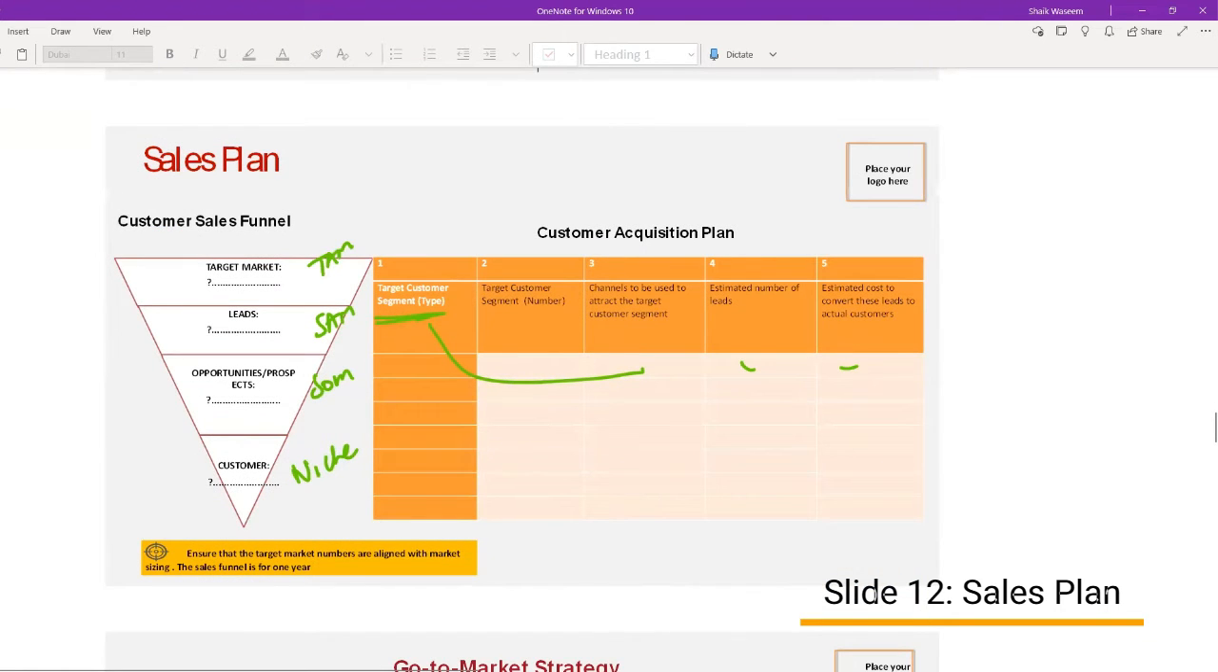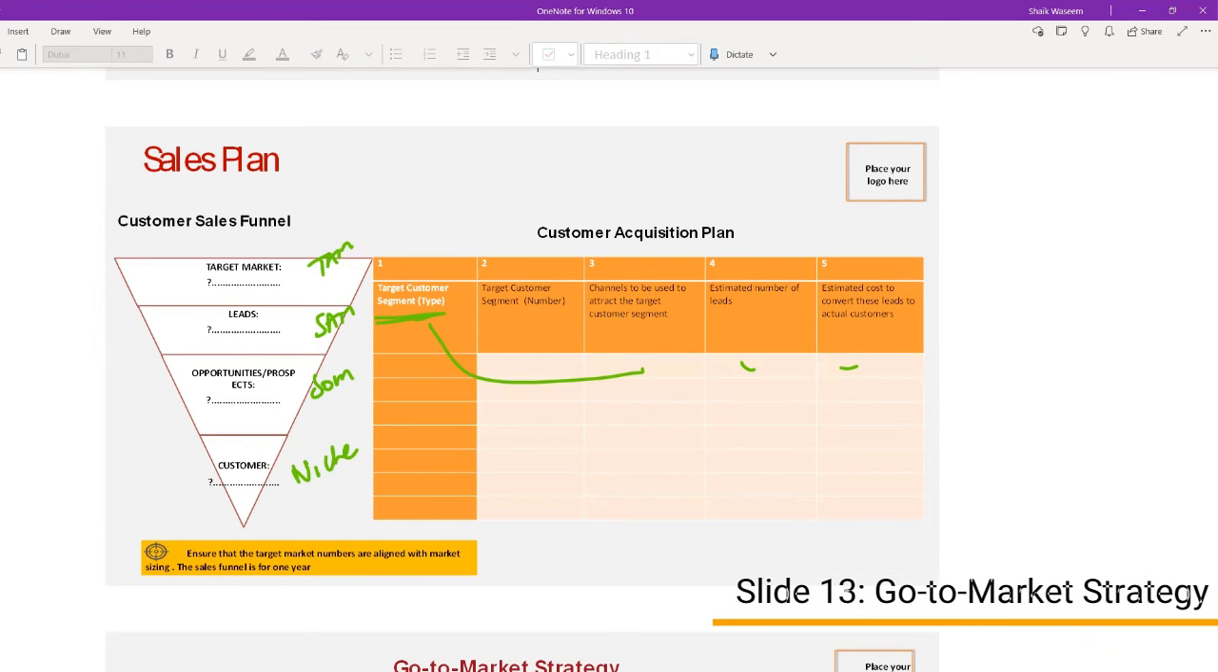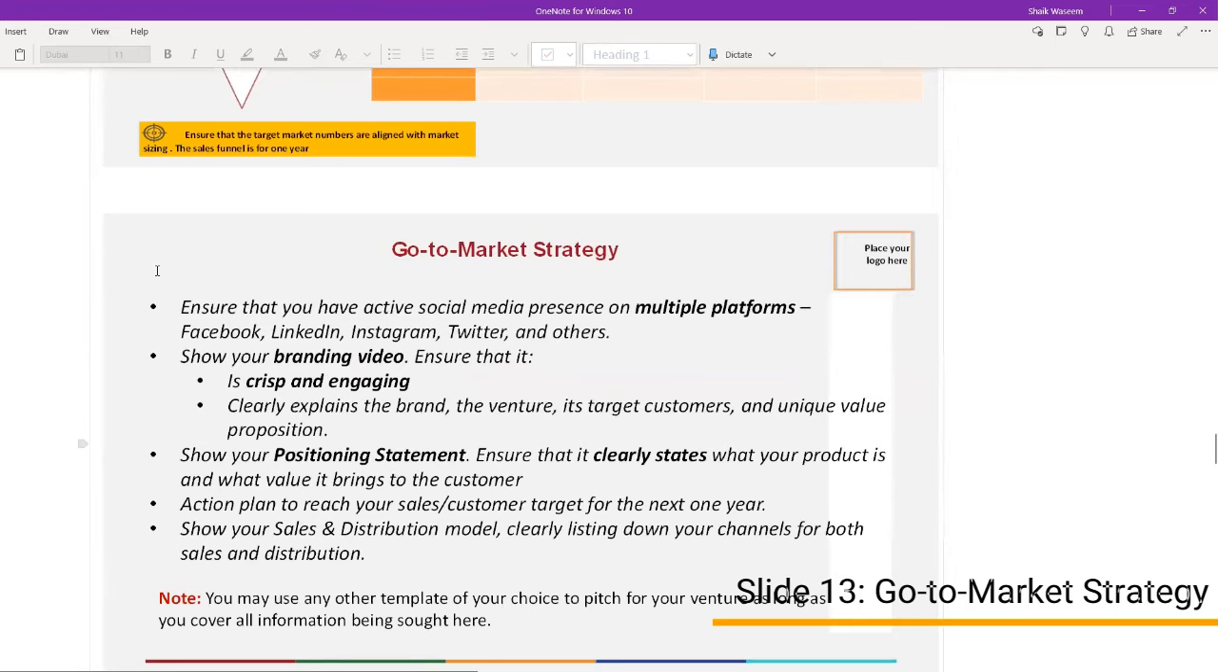After we complete the validation, we have the sales plan. The customer sales funnel needs to be aligned with the market size estimation. When working on the customer acquisition plan, make sure that you identify the right set of channels that you will use to attract the target customers.